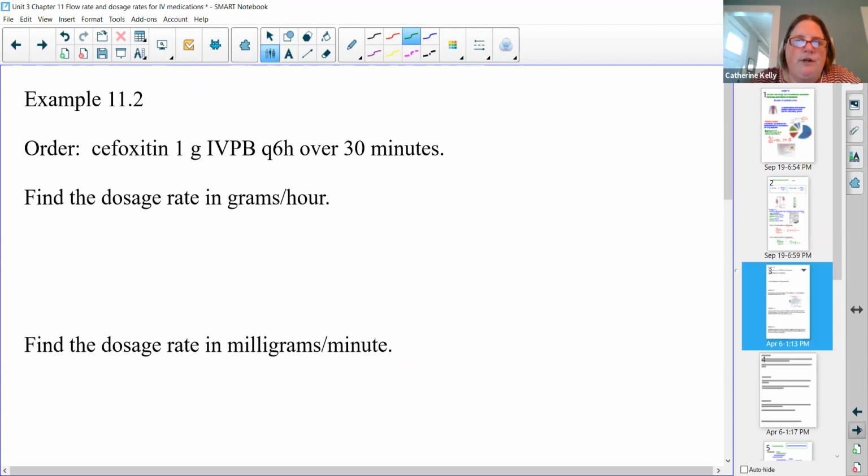So here the order is cefoxitin, 1 gram, IVPB bag every 6 hours over 30 minutes. You're going to find the dosage rate in grams per hour. Go ahead and stop the video at any point and try to figure out how to do these and then come back, because I'm just going to go through them. So for the dosage rate in grams per hour, I need the grams, 1 gram over 30 minutes.